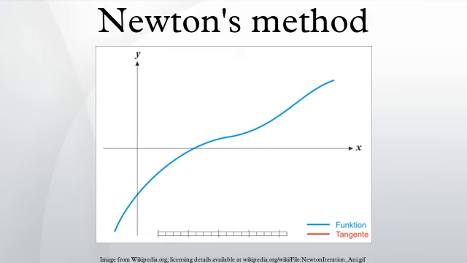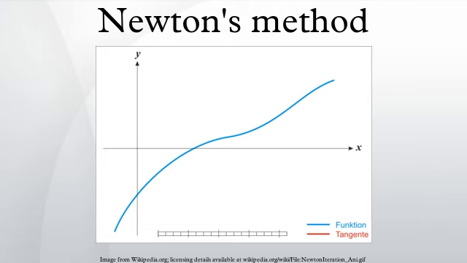Geometrically, x1 is the intersection with the x-axis of the tangent to the graph of f at x0. The process is repeated until a sufficiently accurate value is reached. This algorithm is first in the class of Householder's methods, succeeded by Halley's method. The method can also be extended to complex functions and to systems of equations.